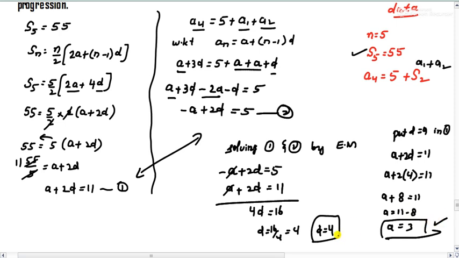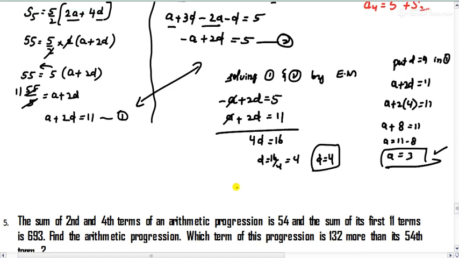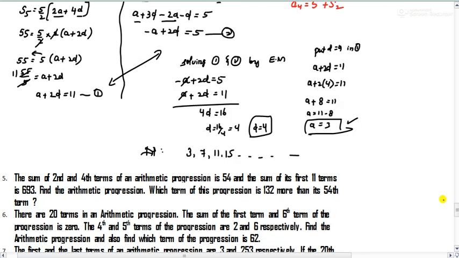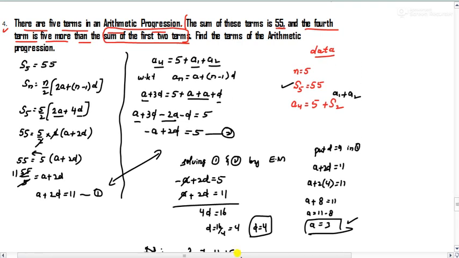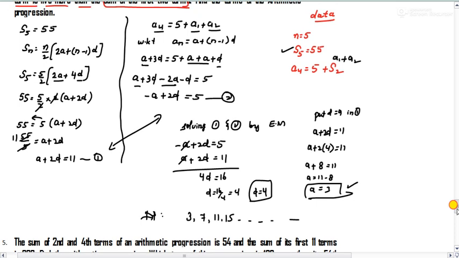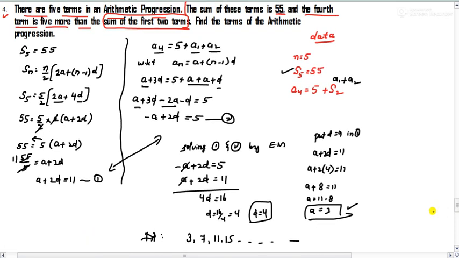So we got a and d, so the terms will be, I'll write directly here, 3, plus 4 is 7, 7 plus 4 is 11, 11 plus 4 is 15, and so on. This is the AP, right? Got it? It's easy, right? Have you got any doubt? Please let me know. So you people can solve 4 mark questions, correct?